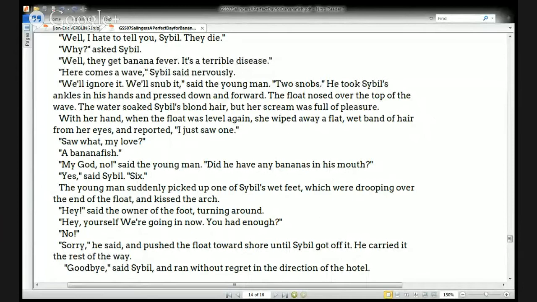And notice the ending, too. Akka, the last thing you read: Sibyl ran without regret in the direction of the hotel. So there's that line. And then there's that line earlier. Remember the other one you read? The water soaked Sibyl's blonde hair, but her scream was full of pleasure. Those two lines stand out for me. What do they say about Sibyl? Akka, what do they say about Sibyl?